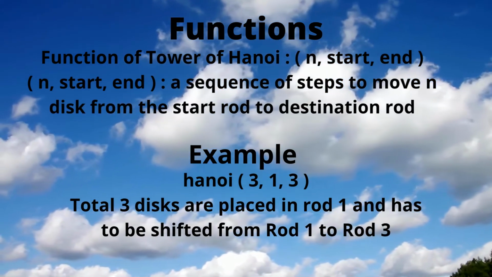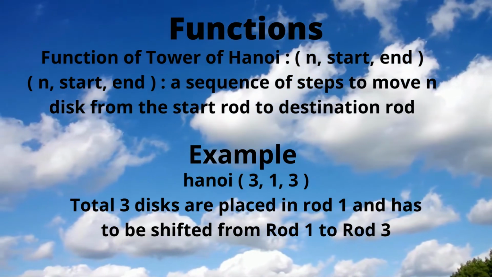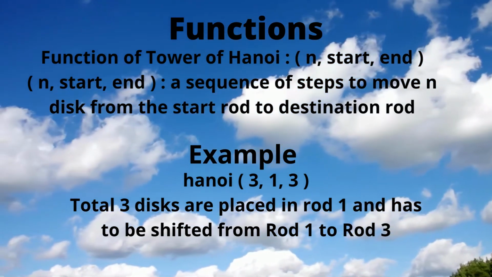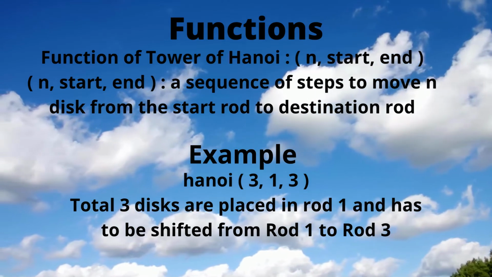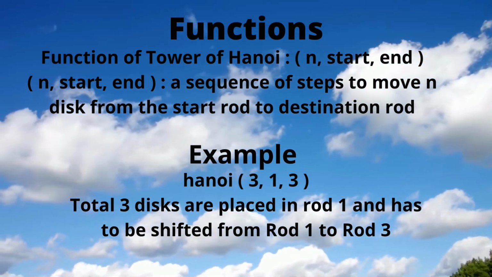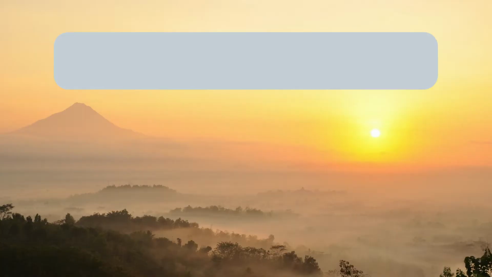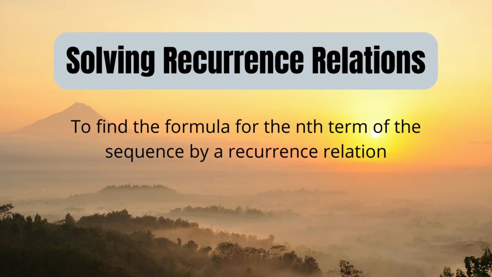The function n, start, end, is a sequence of steps to move n discs from the start rod to the destination rod. For example, 3, 1, 3 means there are a total of 3 discs on rod 1 and they have to be shifted from rod 1 to rod 3. Solving recurrence relations means finding a formula for the nth term of the sequence created by the recurrence relation. This kind of formula is known as a closed formula.